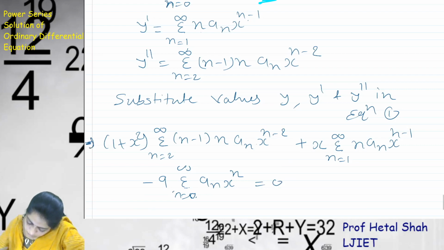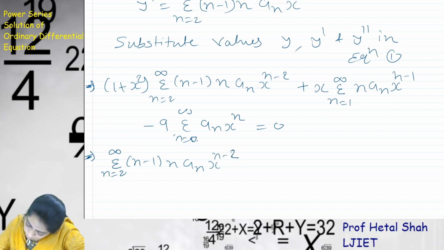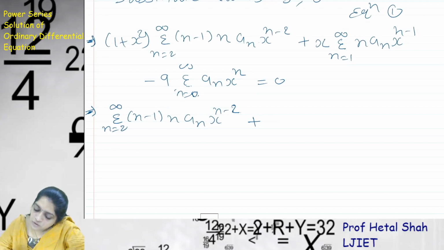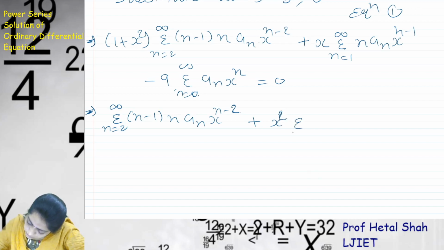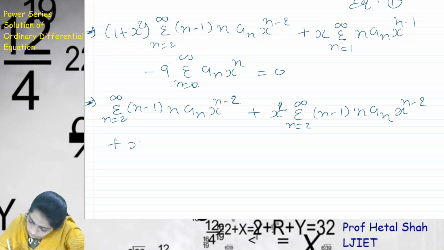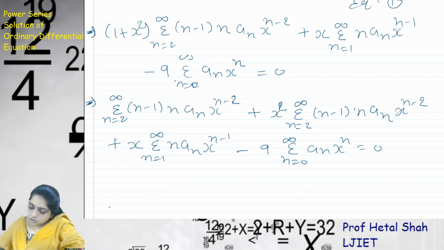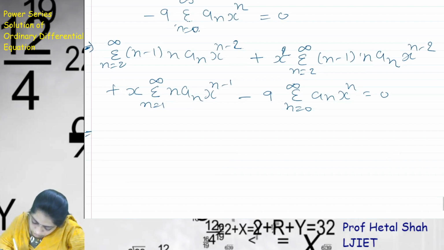Okay. So, after splitting the bracket, we get the next step. 1 into the value of y'' is summation n = 2 to infinity n(n-1) a_n x^(n-2), plus x^2 into the value of y'', that is x^2 sigma n running from 2 to infinity n(n-1) a_n x^(n-2). There will be no change in the remaining terms, that is x times summation n running from 1 to infinity n a_n x^(n-1), minus 9 summation n = 0 to infinity a_n x^n, is equal to 0. So we have 4 terms now in the equation.